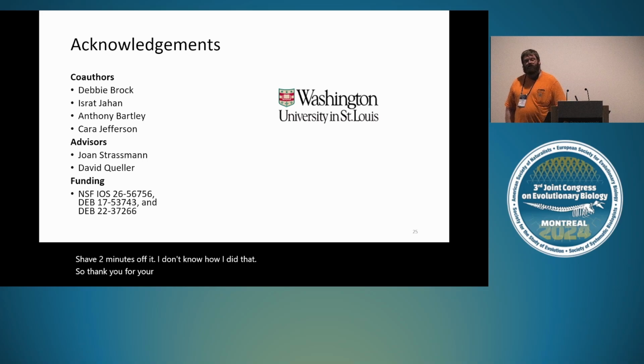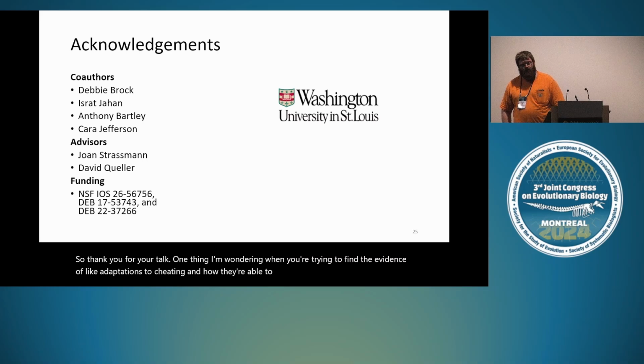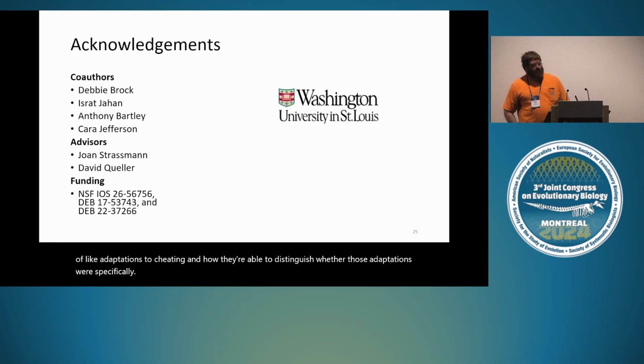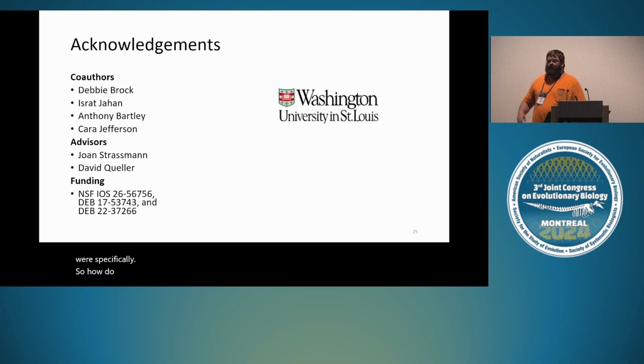One thing I am wondering: when you're trying to find evidence of adaptations to cheating, how are you able to distinguish whether those adaptations were specifically for cheating versus for just rock formation that are related to that and also involved in cheating? So how do you disentangle those two?